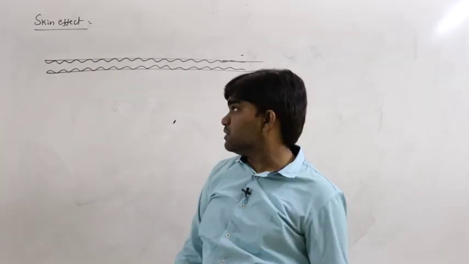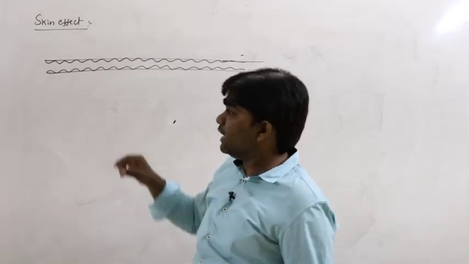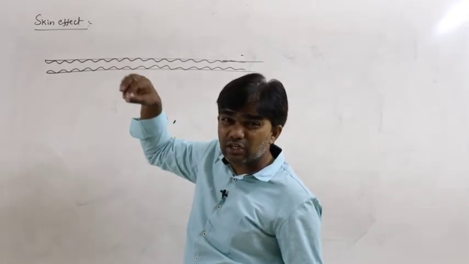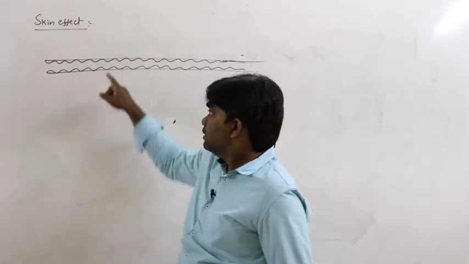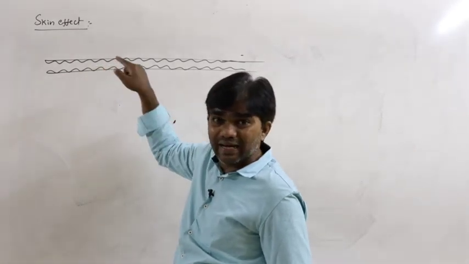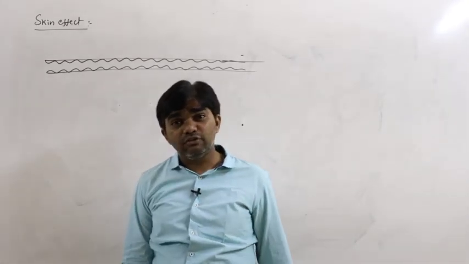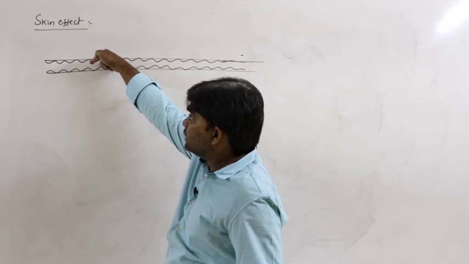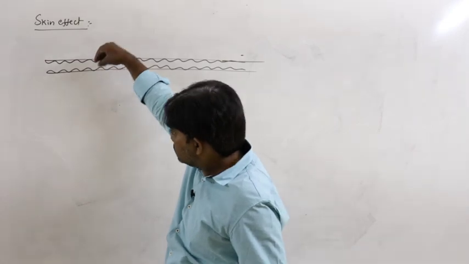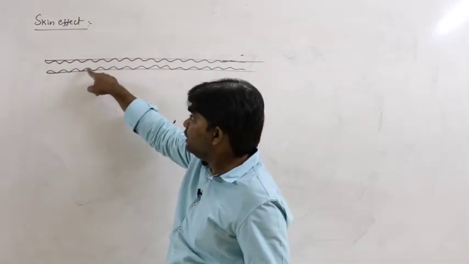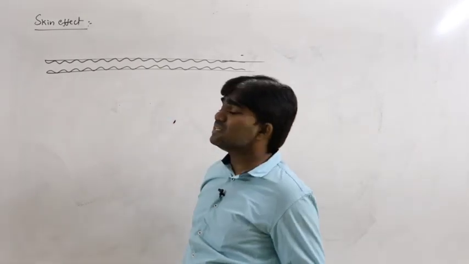But if alternating current passes through the wire, it passes only through the surface. It does not travel in depth because this substance has certain inductance. That inductor opposes the flow of current. So that's why alternating current does not pass throughout the inside. It passes on the surface only. So that's why this is called skin effect.